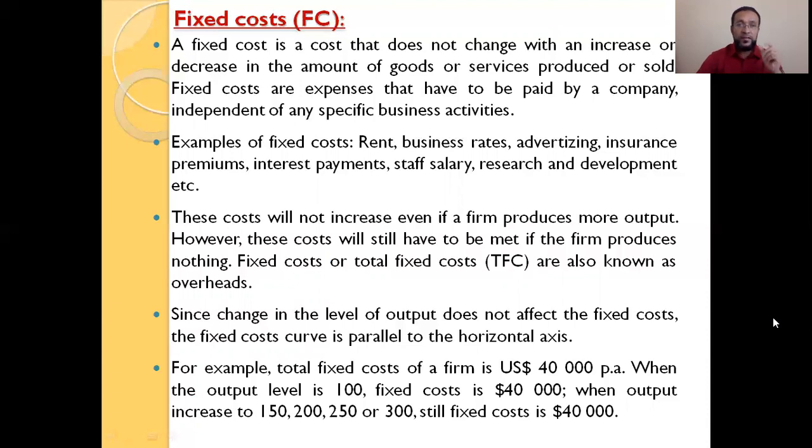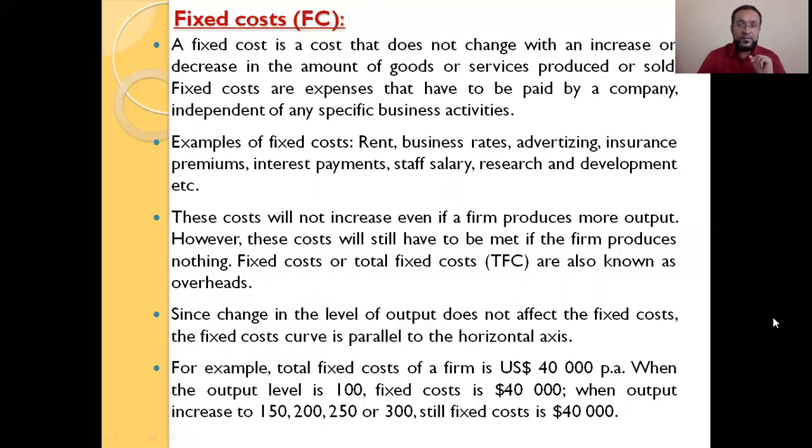For example, when there is no production, the business has to pay the rent for the premises, the interest payment, the insurance premiums, and the salaries of the permanent staff. So these are called fixed costs. This type of cost does not depend on the production. Whether the production level is more, less, or even zero, these are the fixed costs. The business has to pay this.